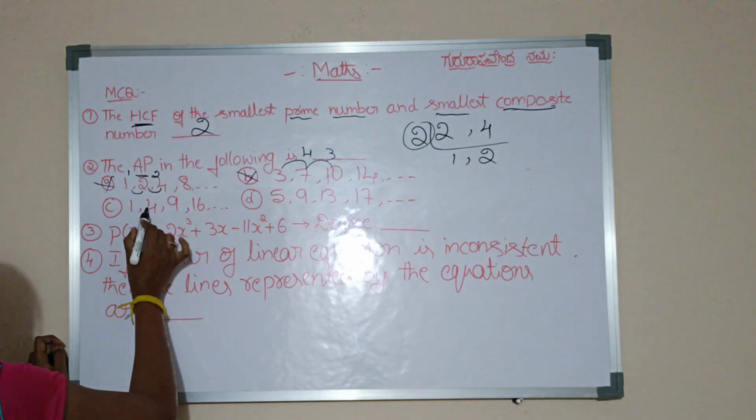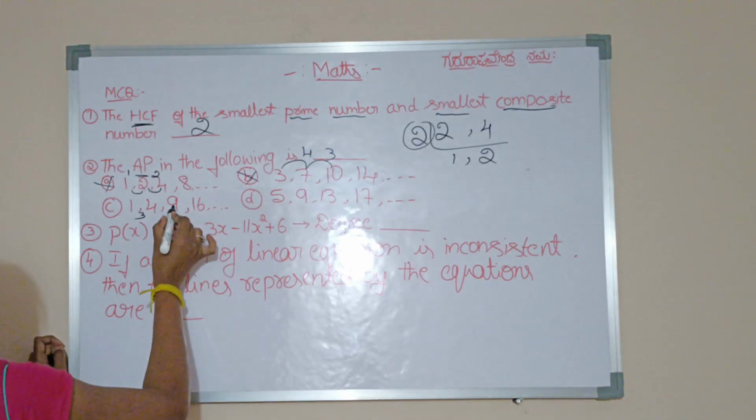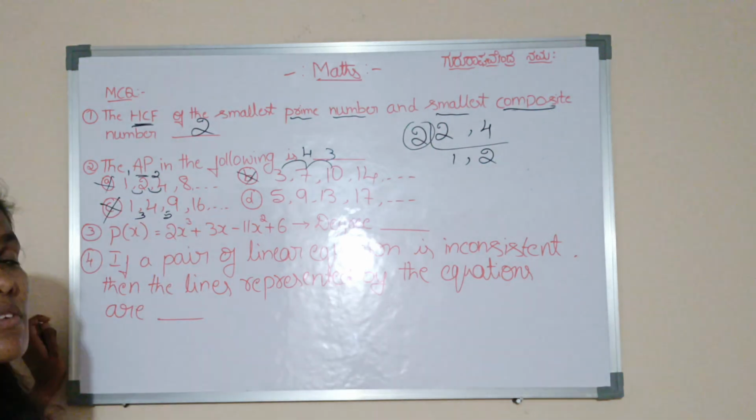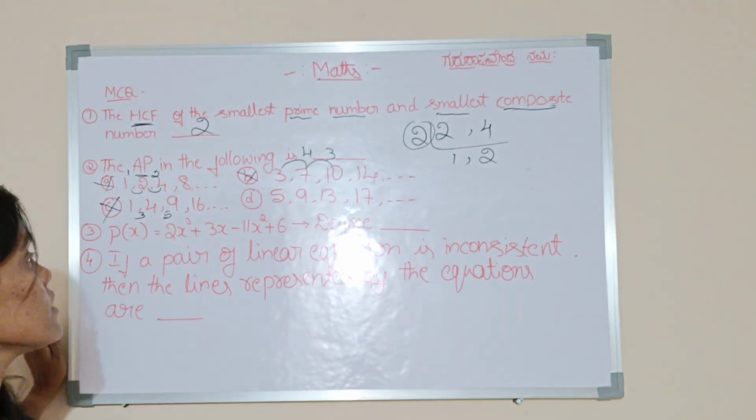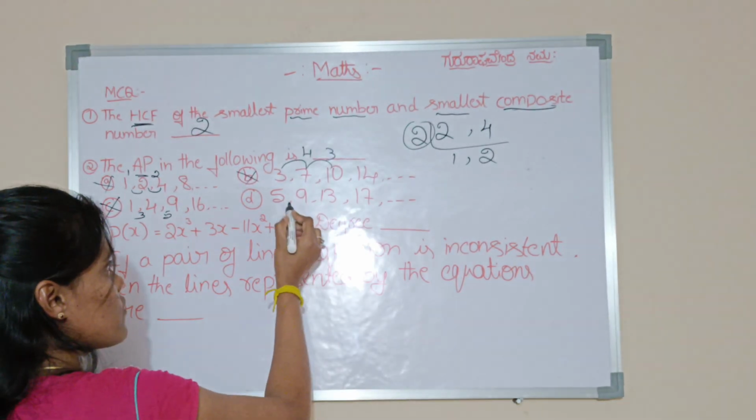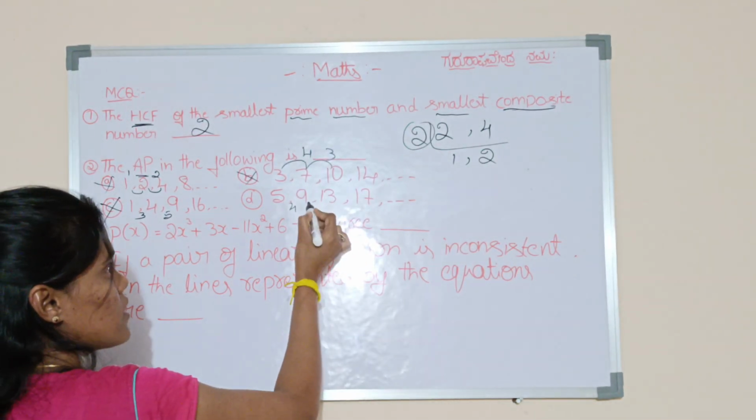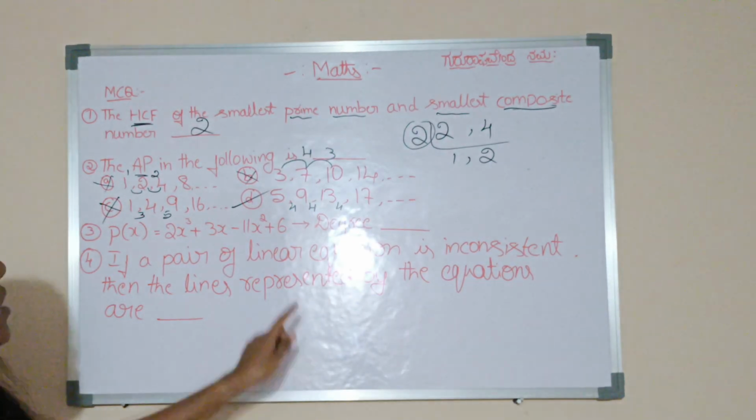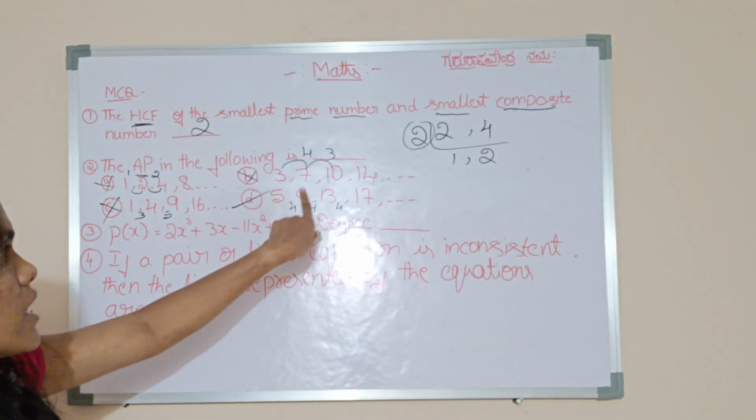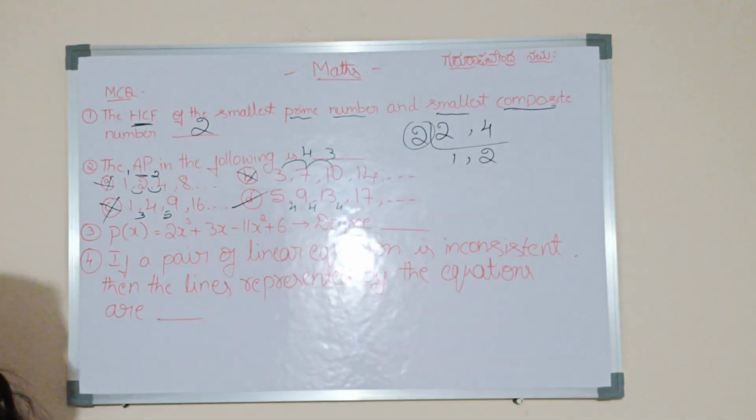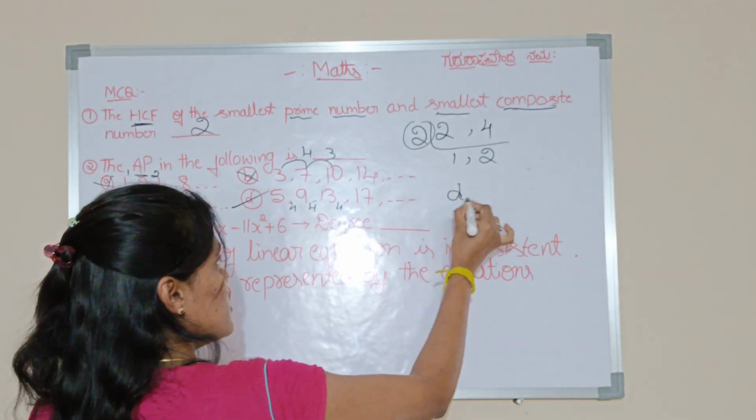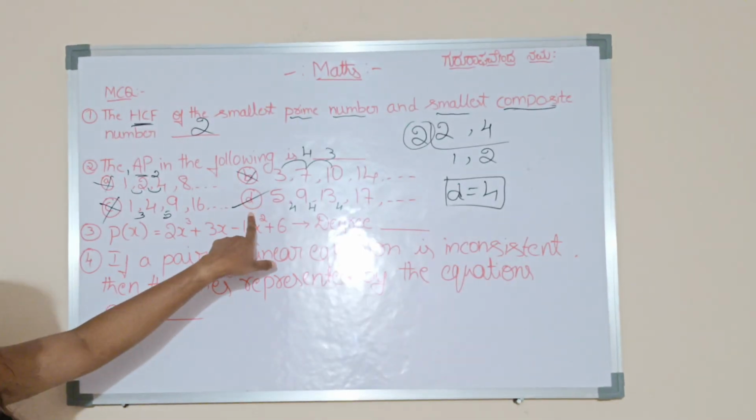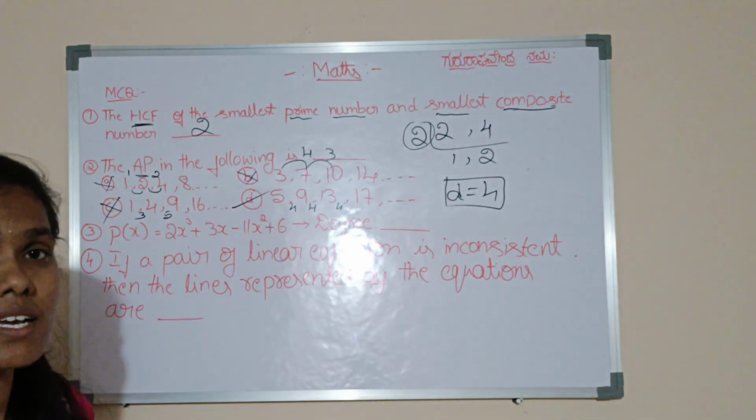Come to the C. 4 minus 1, that is 3. 9 minus 4, that is 5. This one also not possible. Which one will be arithmetic progression now? In the given 4 options, you can check out 9 minus 5, that is 4. 13 minus 9, 4. 17 minus 13, 4. Then which one will be arithmetic progression? D. 5, 9, 13, 17. Why? Common difference d is equal to 4. For the second question, D will be correct.